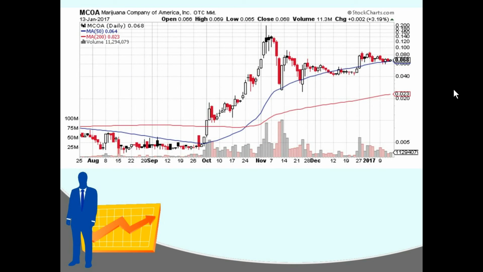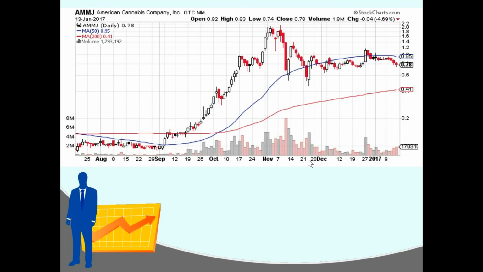Here's MCOA, Marijuana Company of America. Here's a golden cross, the 50-day crossing above the 200-day simple moving average, and if you had made a purchase of this stock or call options right here, I think you would have done pretty well, especially in the short term. It went straight up pretty much. And then here's AMMJ, and here's a golden cross, and if you had purchased the stock right here, you would have done quite well. It went up and up and up quite a bit. You would have made a nice profit there.